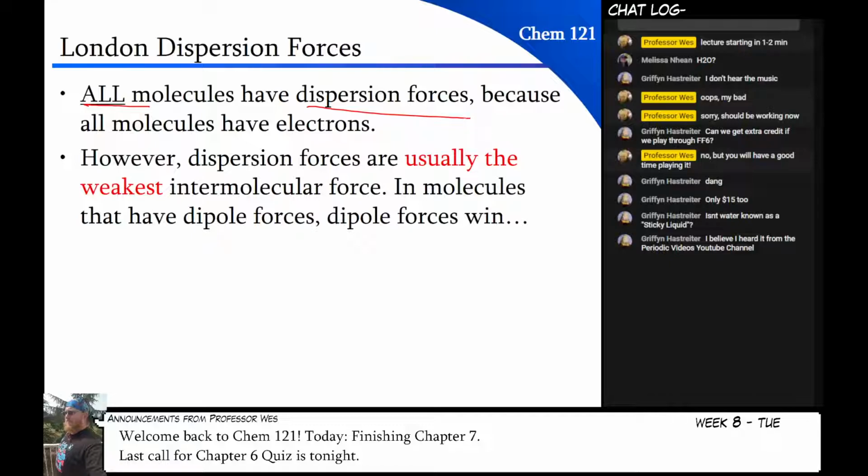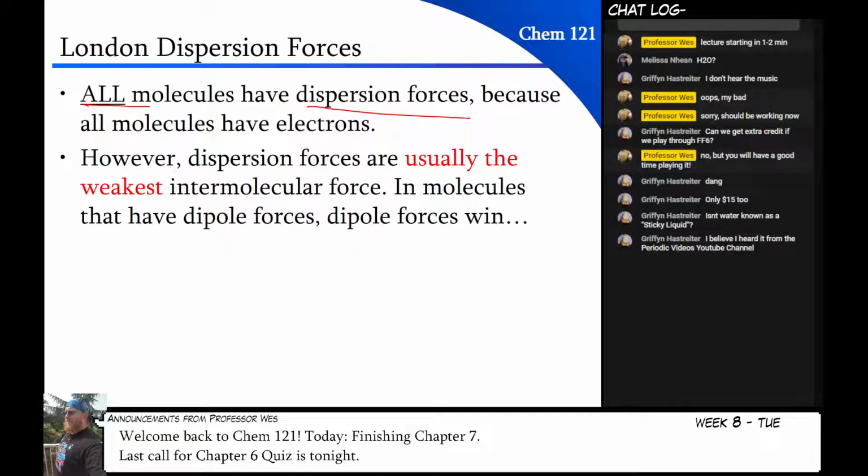Now, because dispersion forces are random, they're usually the weakest. So if you have a choice between dispersion and dipole-dipole, dipole-dipole is going to be the interaction that is stronger. What that means is that I will ask you questions about which is the strongest or most significant intermolecular force in this molecule. And you'll have to answer either London dispersion, dipole-dipole, or hydrogen bond.